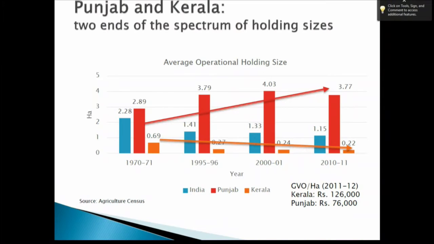But if we look at the gross value of output per hectare in 11-12 terms, and that's given in the right-hand side small box there, Kerala has produced about 1,26,000 of GVO per hectare, whereas Punjab is 76,000. This explains the value of output that they are generating, or the basket of goods that they are producing. So that basically means if you're producing high value agriculture like spices, horticulture, so this just gives you an example that small may not be bad also.